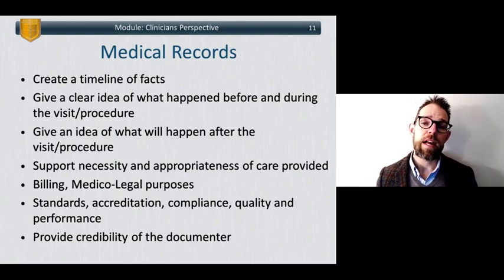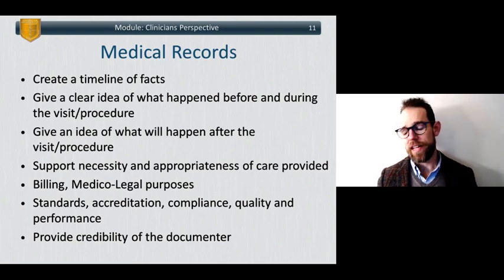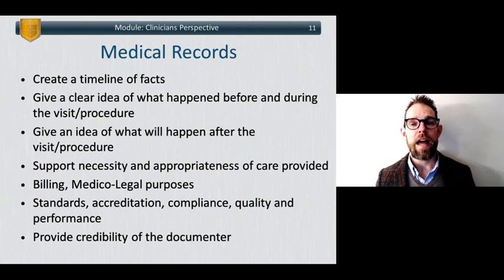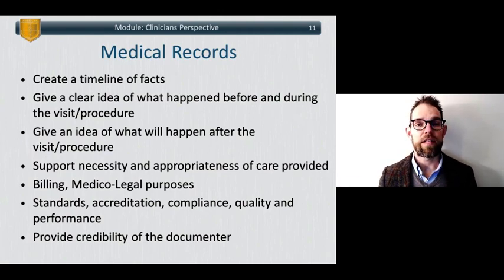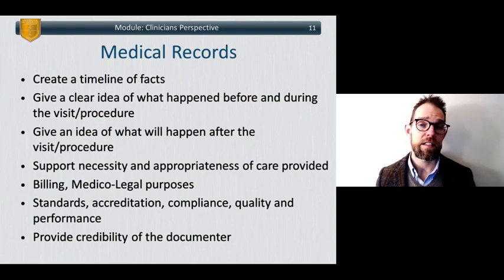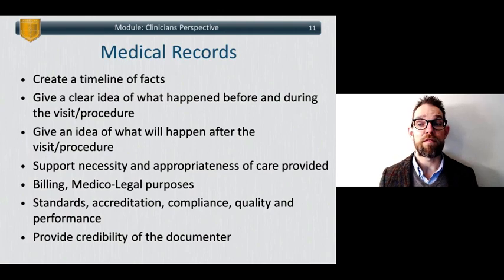When we're evaluating and utilizing medical records, it's tough to have a medical record that is 100% perfect. But when you have an adverse event, it's really, really critical that you document all of the events that just happened. So extract yourself from the scenario if at all possible and create a timeline of the facts. Give a clear idea of what happened before, during the visit, or the procedure.